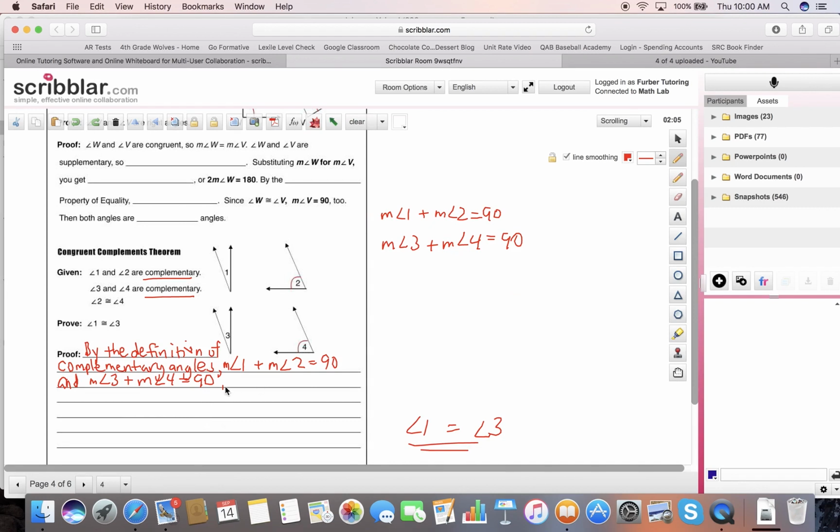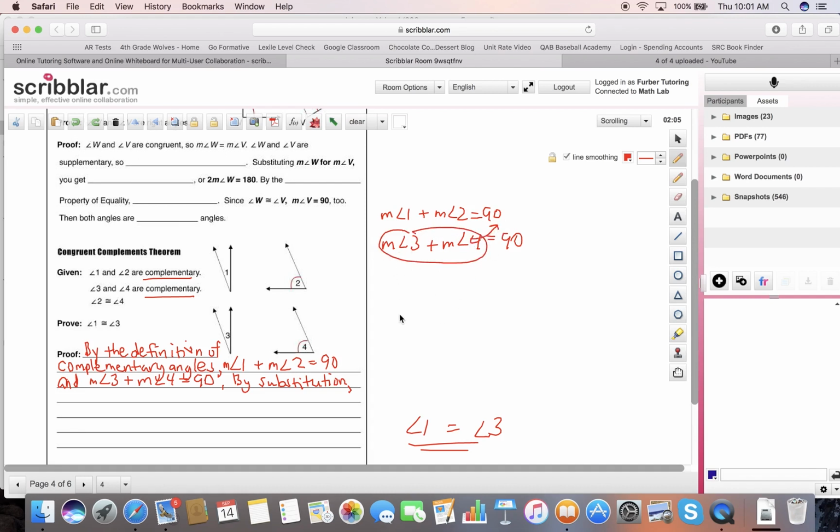Okay? So here's what I'm going to do. I'm going to use substitution, by substitution. Okay? I am going to say if they're both equal to 90, I'm going to take this and I'm going to plug it in for 90. Or actually, I could probably do it the other way. Let me do it the other way. Let me plug this in for 90 on this one.